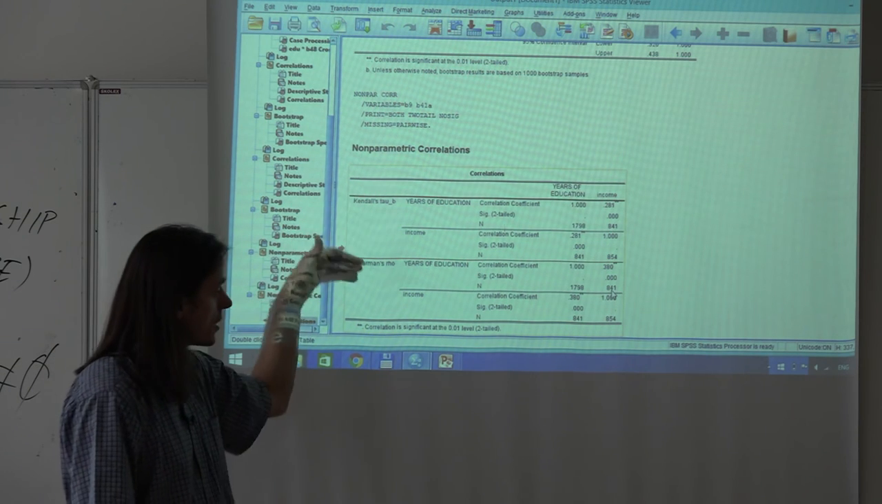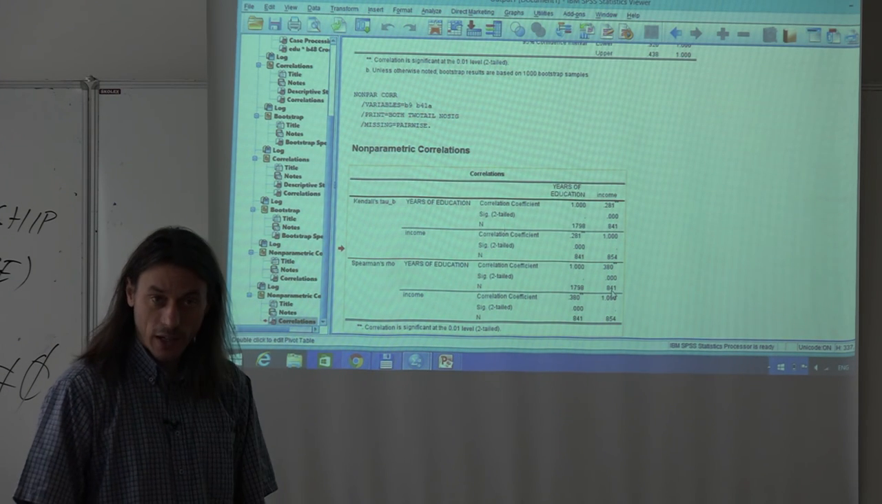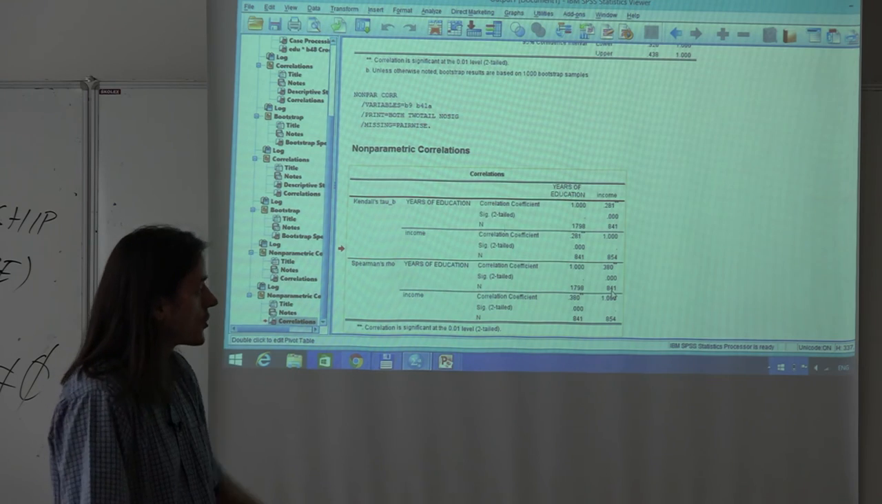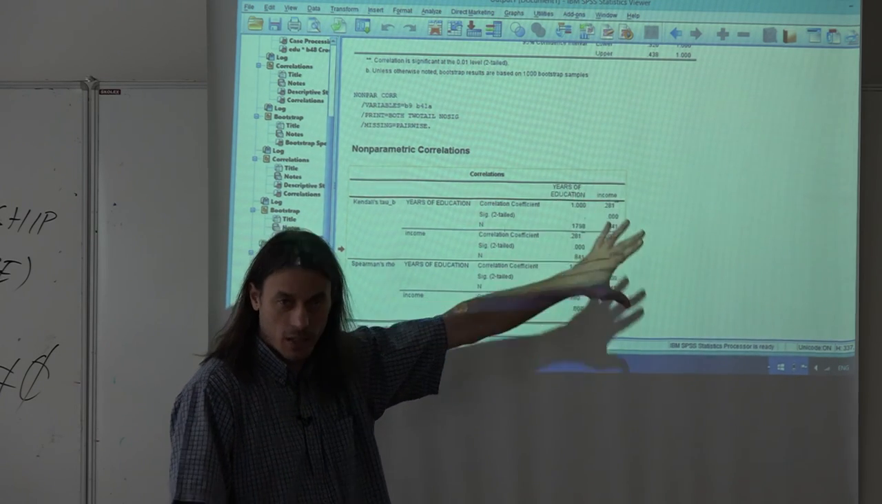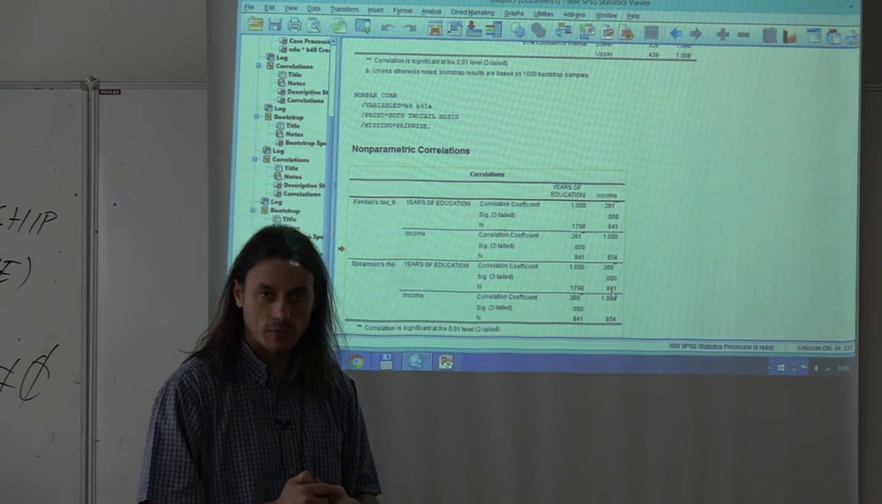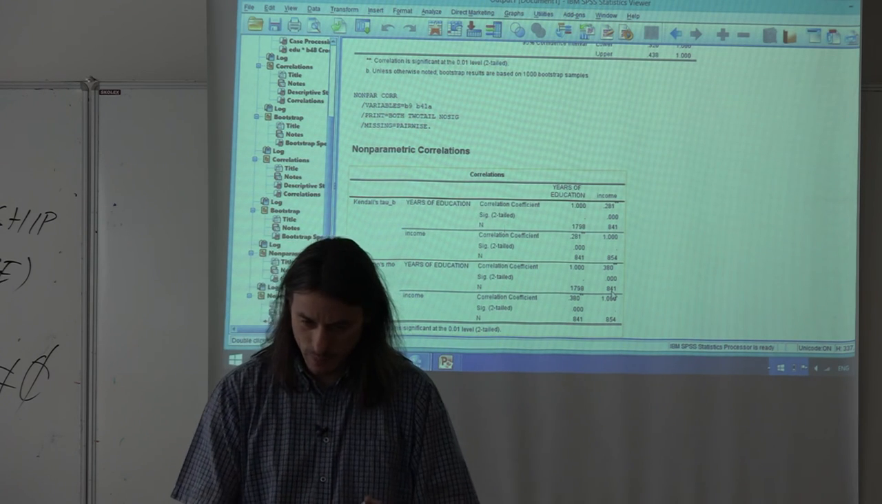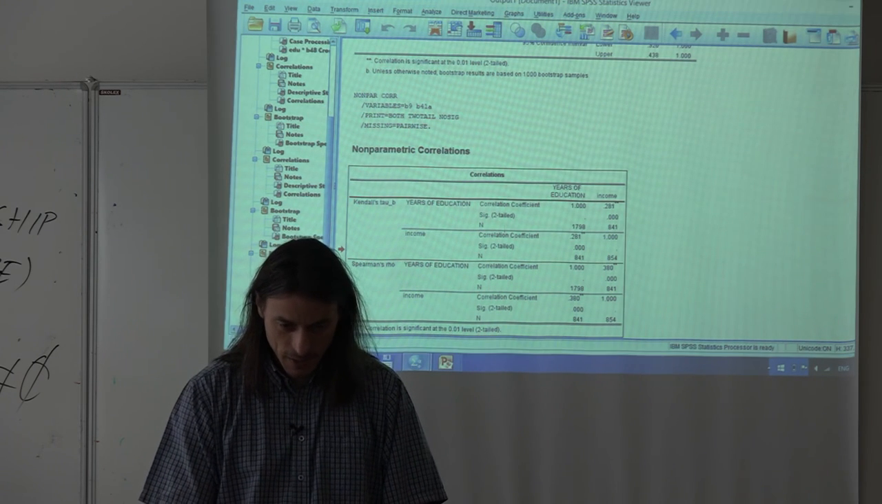Okay, so the Kendall's tau and Spearman's rho. But the story is once again the same. This is not a fantastic relationship, but at least it is positive and it's not zero. That would be the conclusion. Okay, that's it.